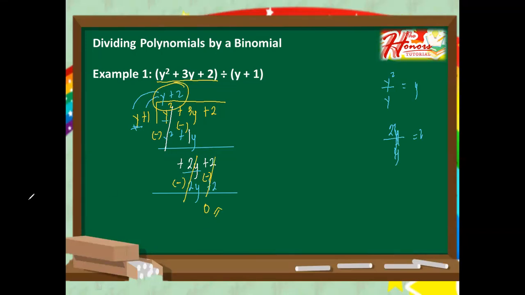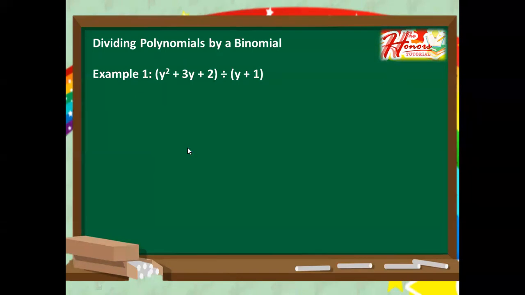Let us have another example here. Let's have number 2. We have here n squared plus 6n plus 5 divided by n plus 1. The process is the same. N squared plus 6n plus 5 will be your dividend here. And then n plus 1 will be your divisor. So we have here n plus 1.